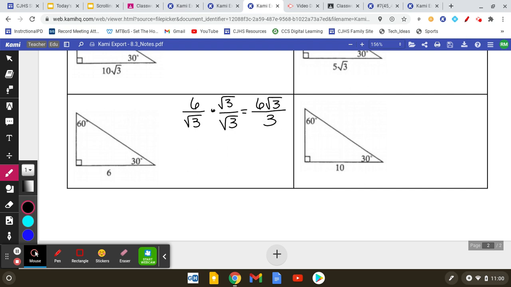Now what? Can I simplify? Yes. We get 2 over 1. We don't need the 1 underneath. So our answer for here is 2 square root 3 for the short leg. And then I need to what to get the hypotenuse? Multiply by 2. What gets multiplied by 2? Just the 2, right? Do not multiply the inside, because the 2 that we're multiplying this by is not underneath a square root symbol. Go ahead and figure out this one.